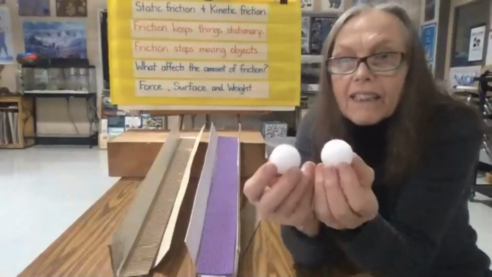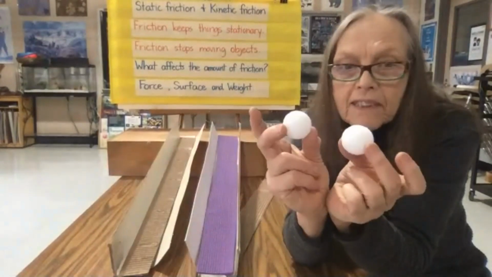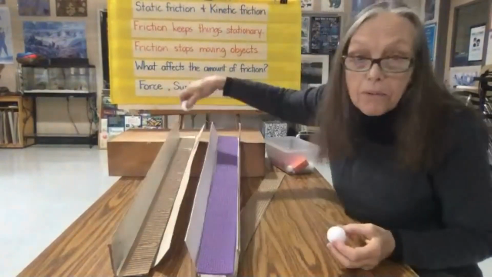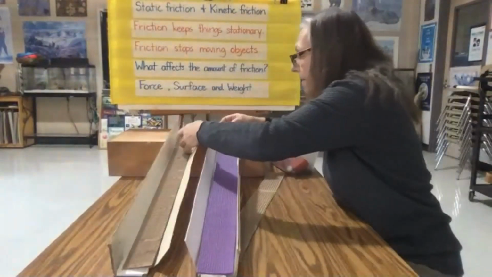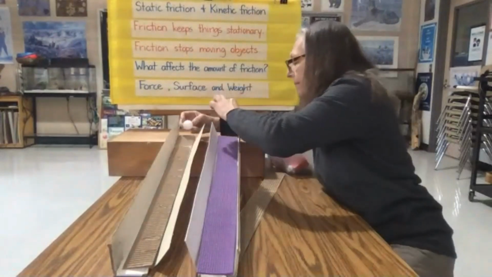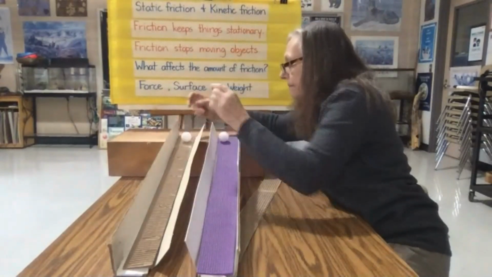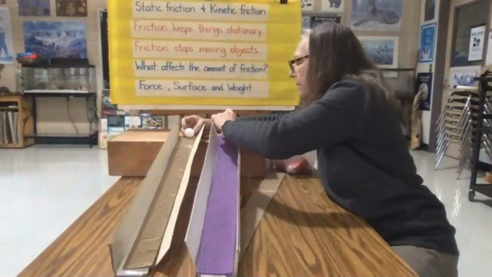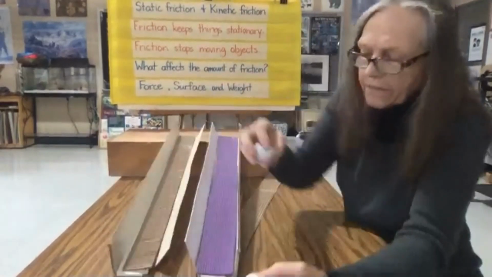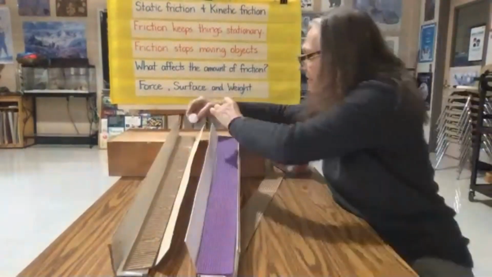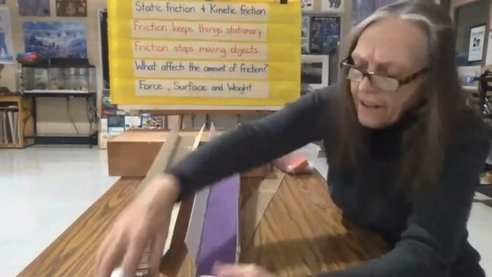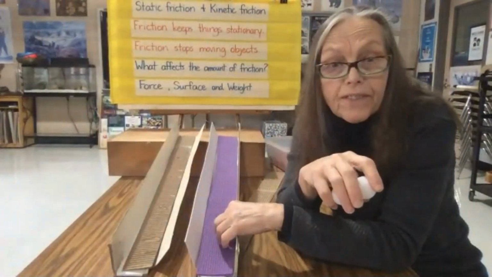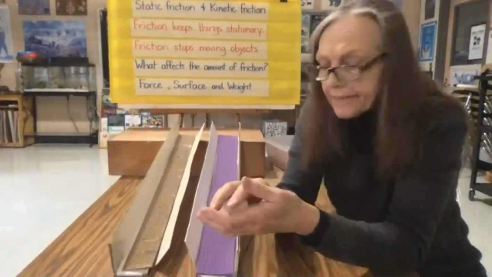Okay. You want to make another prediction? Same ball, same height, same amount of gravitational pull going down. Here we go. You made your prediction? Let's see. Oh, pretty much even. Try again. So in this case, you can run it a number of times, and they're pretty even. So either one would make a good surface.